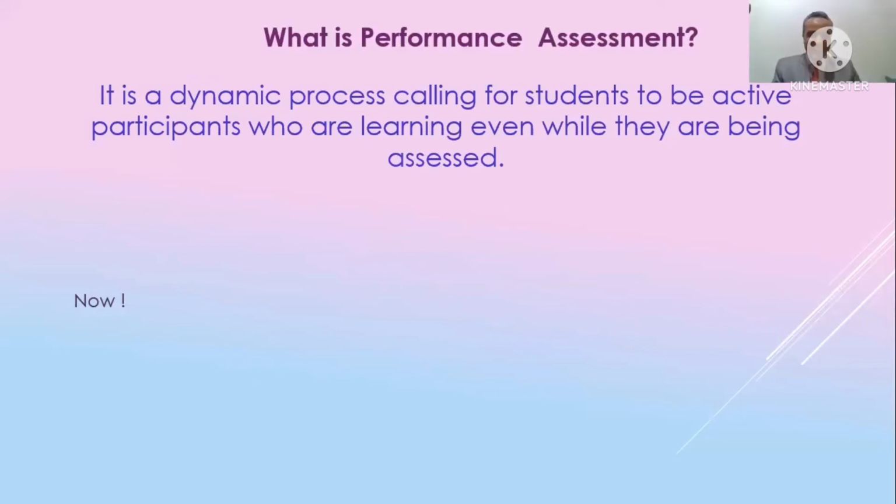So the definition of the performance assessment, number 3. We have taken 3 parts until now. We said the self record keeping, which has stickers. Number 2, the portfolio. Number 3, the performance. The performance definition is: it's a dynamic process calling for students to be active participants who are learning while they are being assessed. When you are asking the student to present, now they are active participants. So the administration and presentation fall under the category of performance assessment.